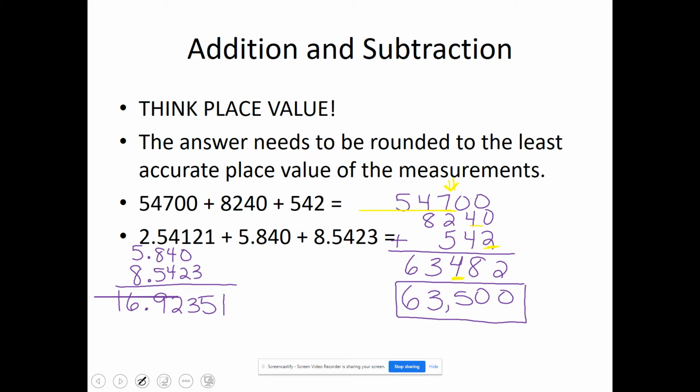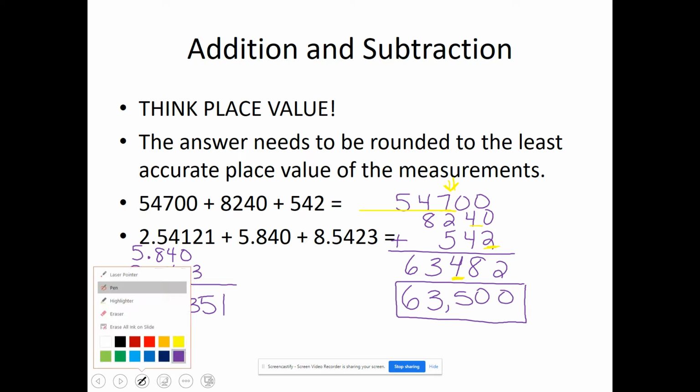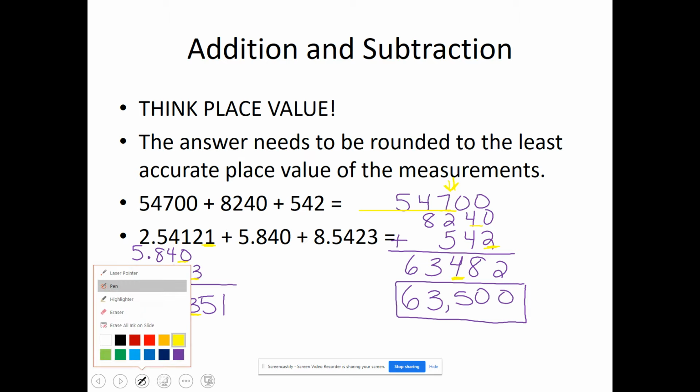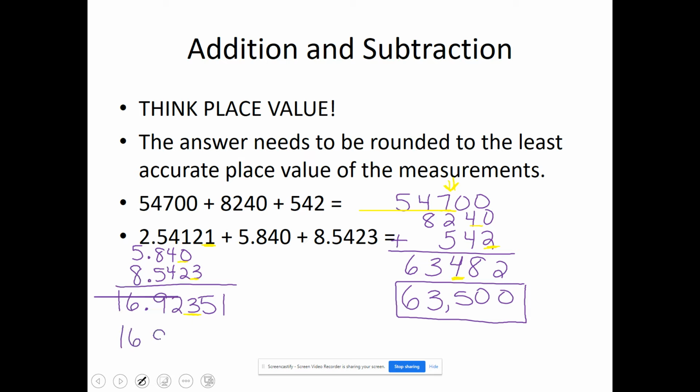My board's starting to mess up because it's giving me random straight lines, but as long as it's not totally messed up yet, we're good. All right, so the first one's 5 decimal places out. The next one is 3, and the last one is 4. So we want to go to the least accurate, which is 3 out. So we want to round it to the nearest thousandth or the third decimal place. So 16.924.